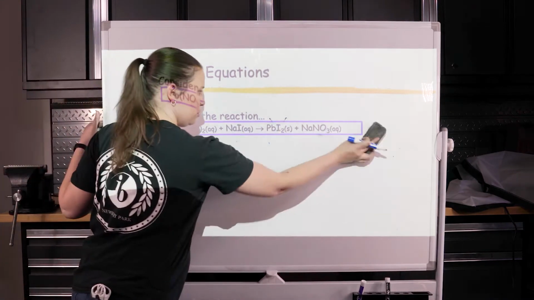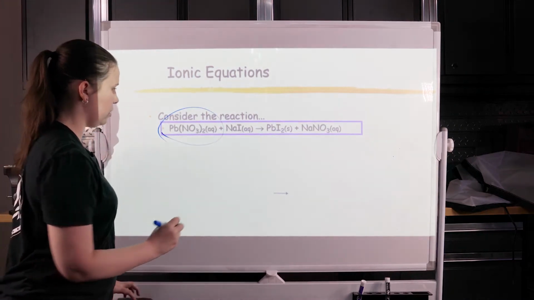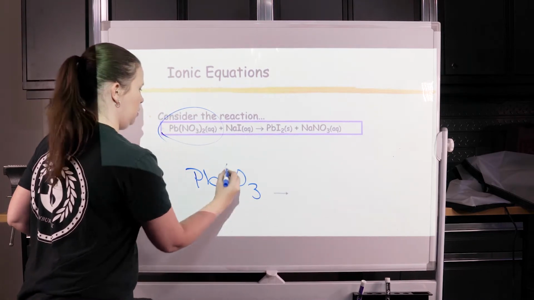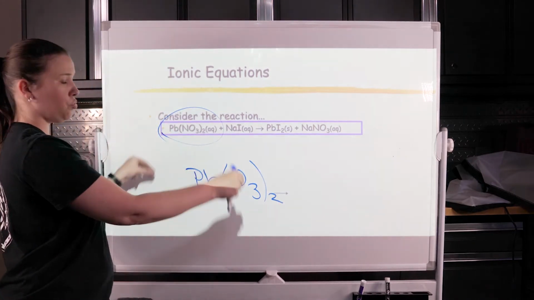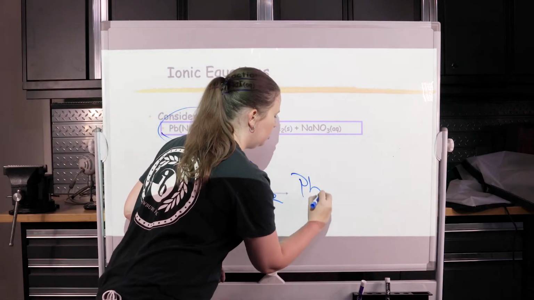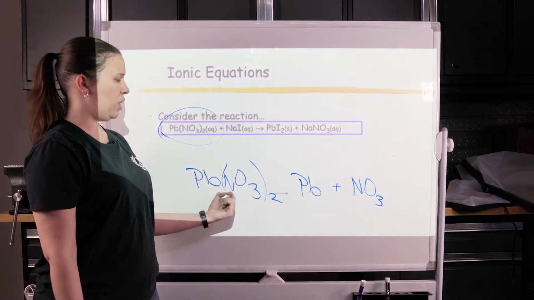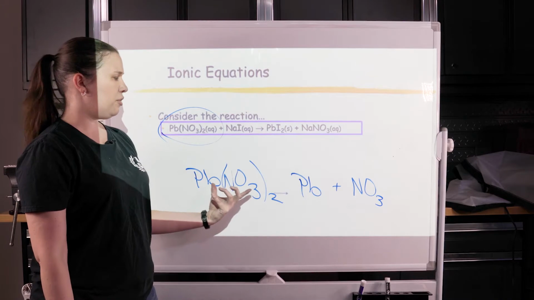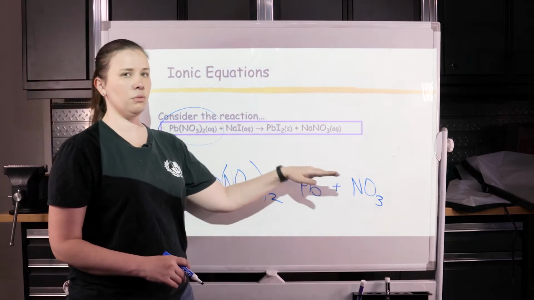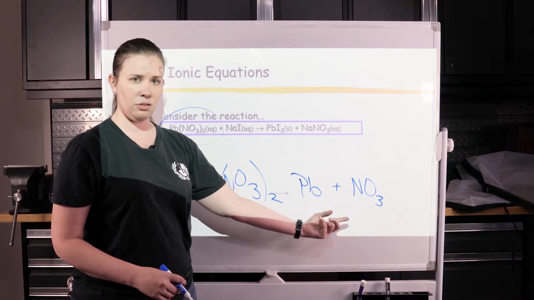So what happens during dissolution? Let's just look at our first compound going through this process. So I'm going to start with my lead nitrate. And I'm going to break it down, kind of like decomposition reactions. So the lead will separate from the nitrate. But when this separation happens, then they form ions. They break from an ionic compound into their ions. What do ions need? What's missing here for me to call these ions?